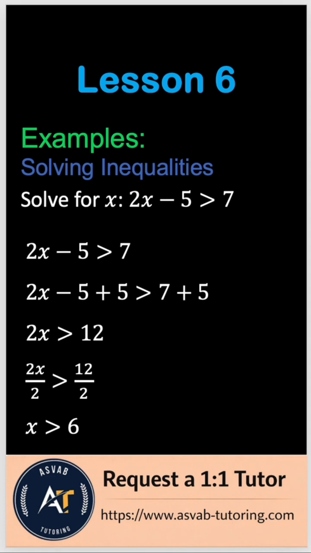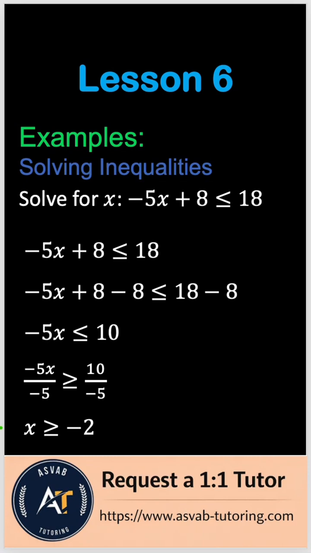So the example is: solve for x, twice x minus 5 greater than 7. If we add 5 to both sides, this 5 and this 5 cancel each other out. We are left with twice x greater than 7 plus 5, which is twice x greater than 12. Again, if we divide both sides by 2, we are left with x greater than 6, as 12 divided by 2 gives us 6. So the answer is x greater than 6.